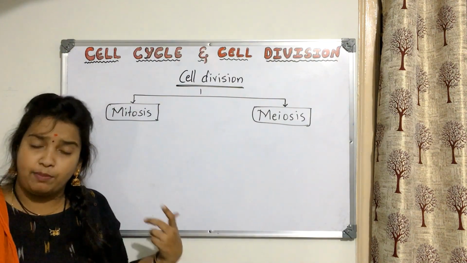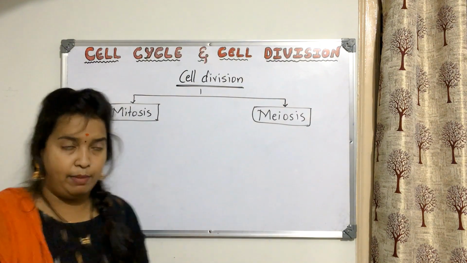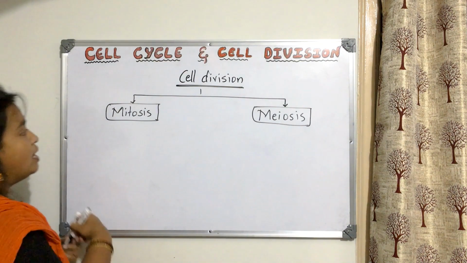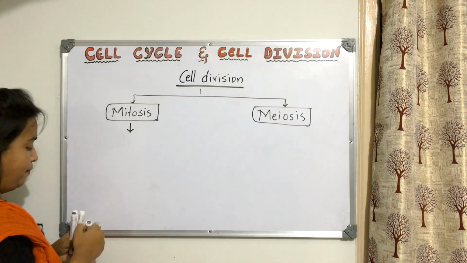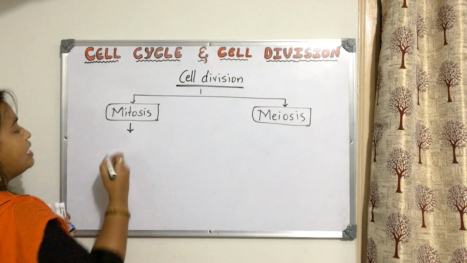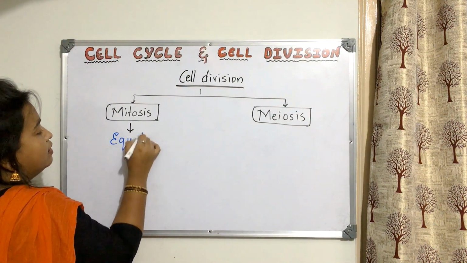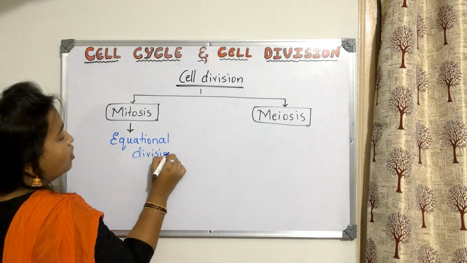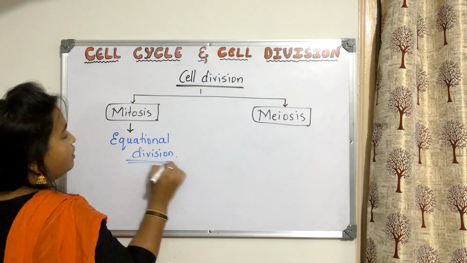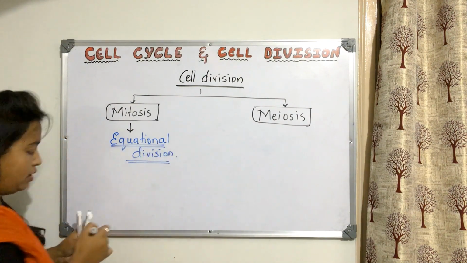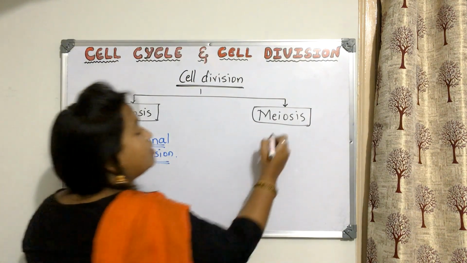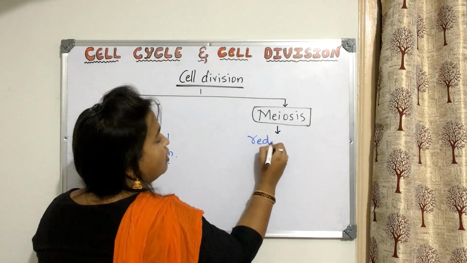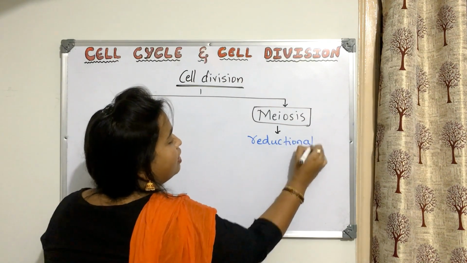Where each takes place, everything I'll be discussing here. Now first let us understand what mitosis and meiosis actually are. Mitosis is also called equational division. What is mitosis called? It is called equational division. And what is the other name for meiosis? Meiosis is called reductional division. It is called reductional division.